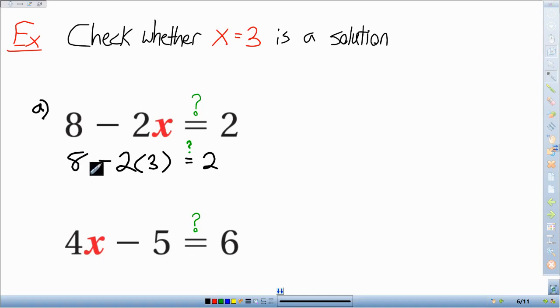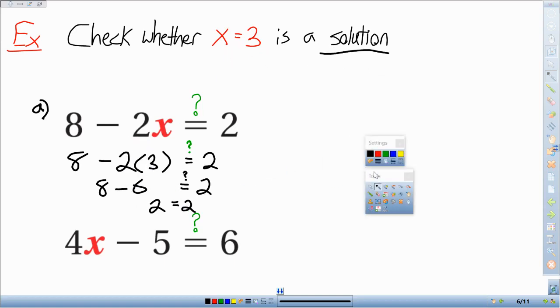We know the first thing we need to do is our multiplication. Negative 2 times 3 is negative 6. So we're getting 8 minus 6. And you can see where this is going. The question is, does that equal 2? Going one more step, it looks like yes, 2 equals 2. And what that means is, yeah, 3 is a solution. What I sometimes like to do is put a check mark next to it, like, yeah, it worked. Or we can say, yes, it's a solution. Whatever you'd like.